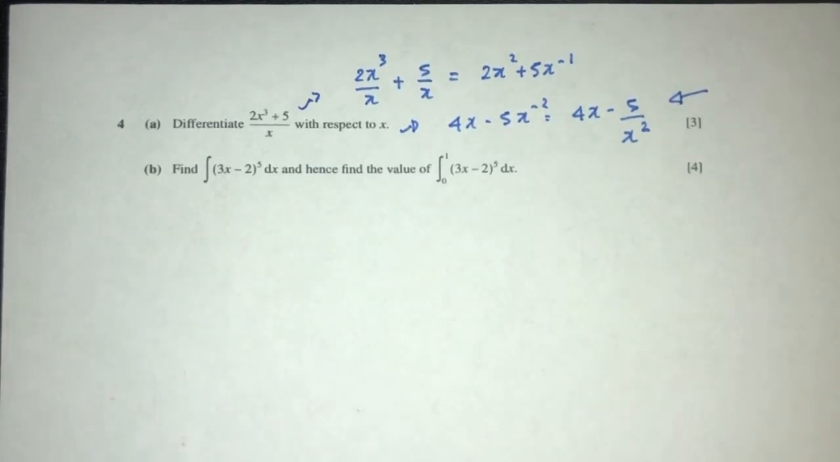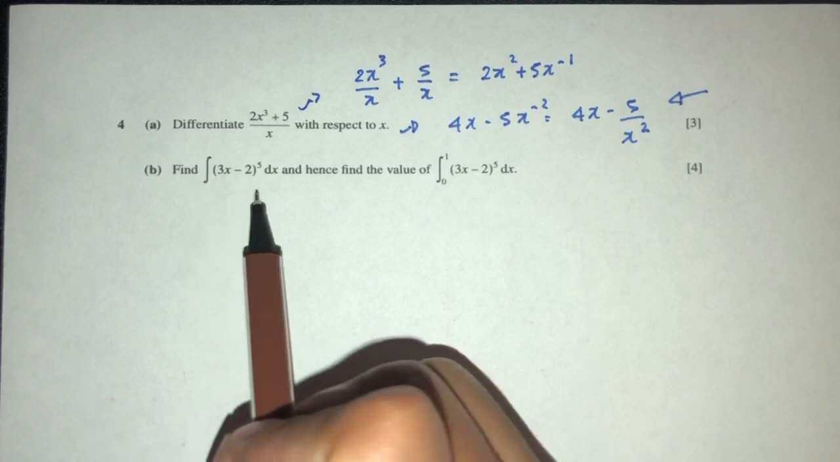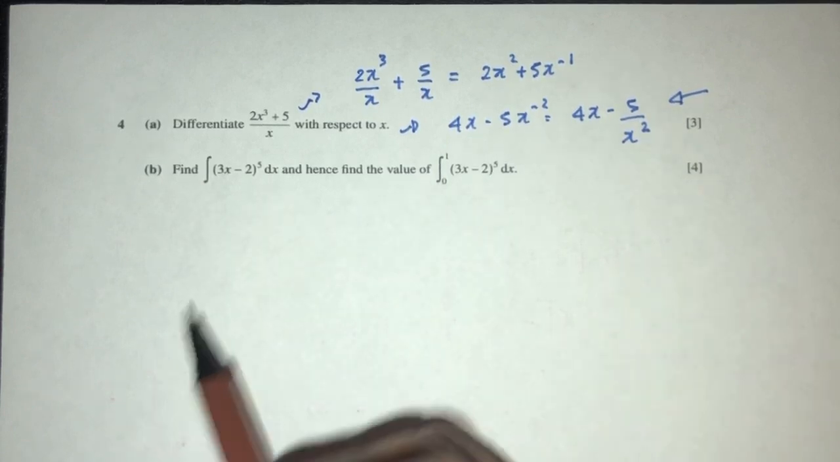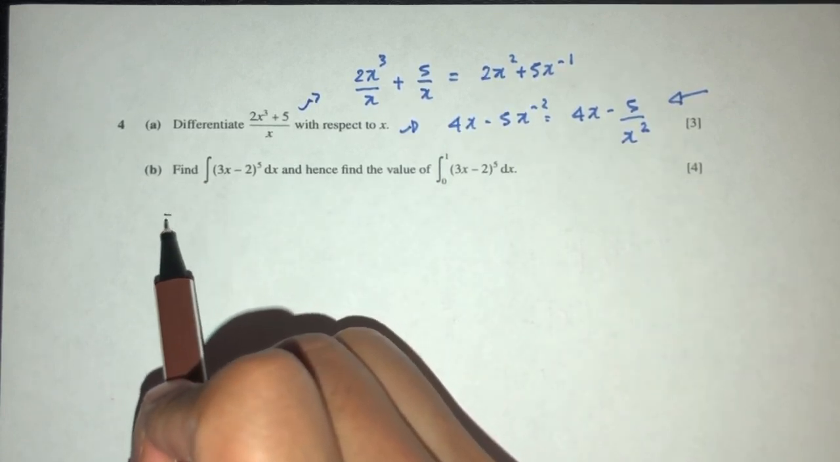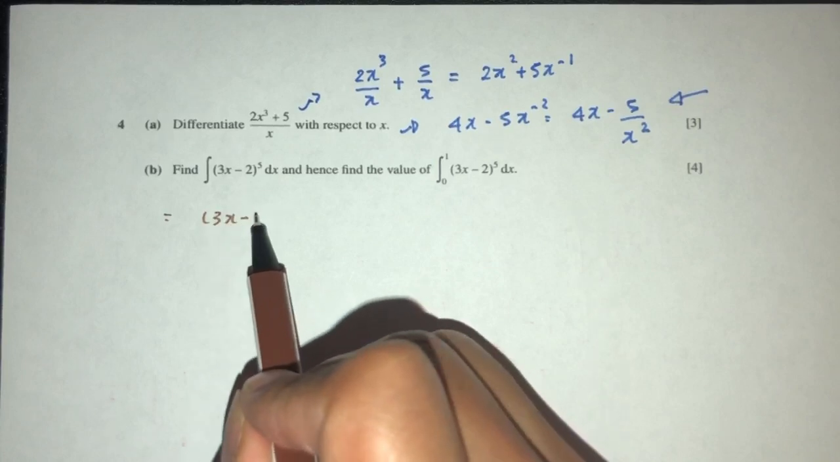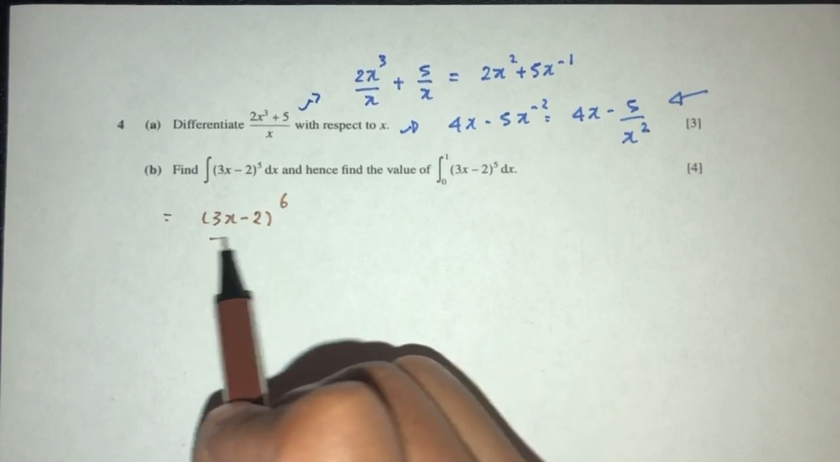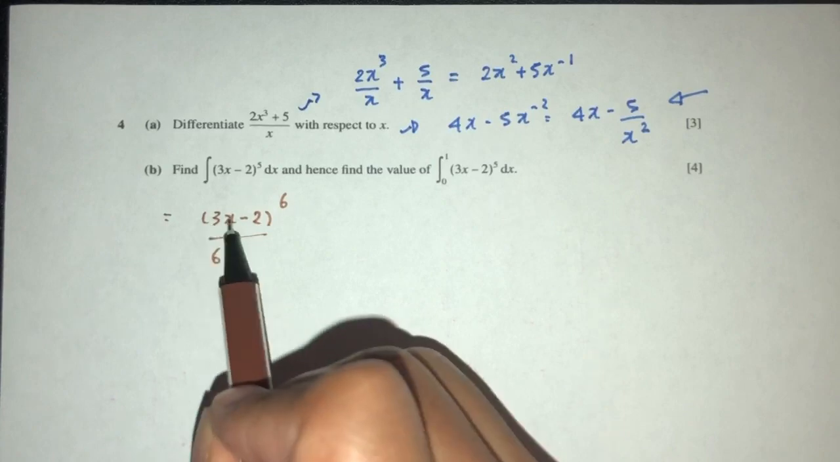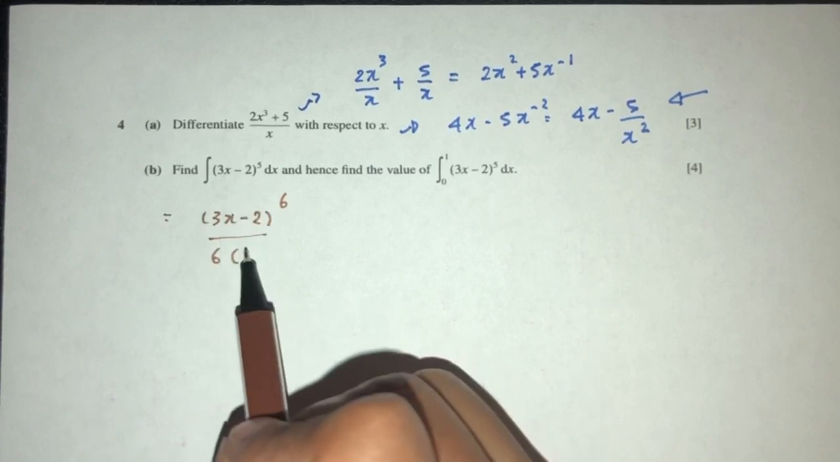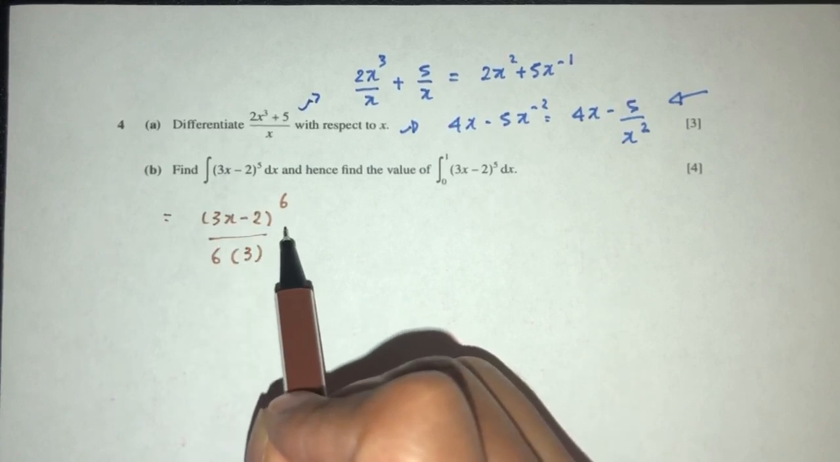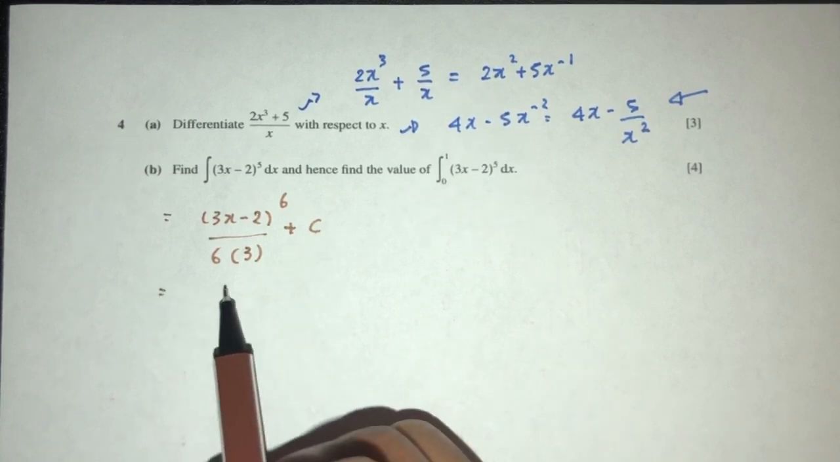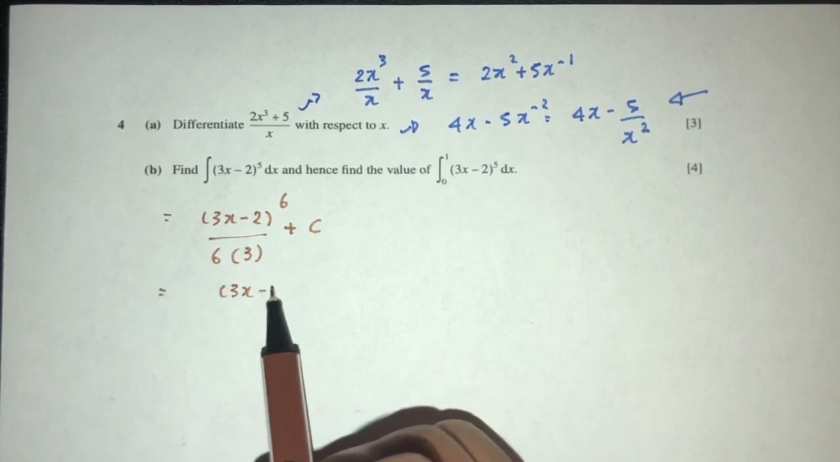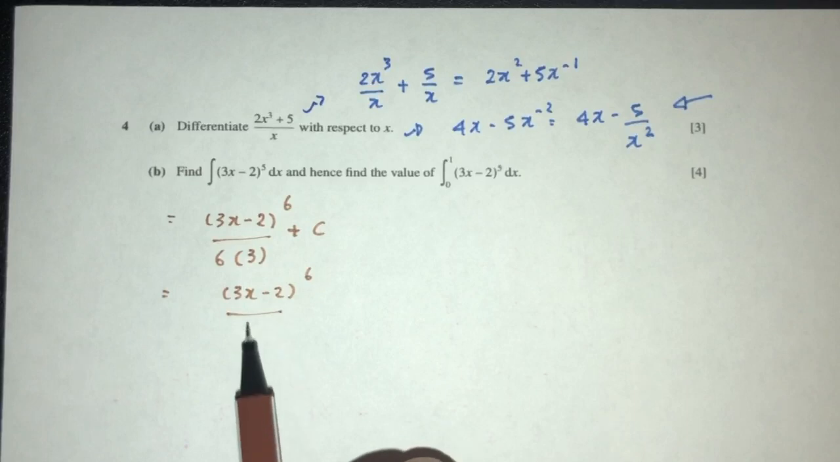Now for part 2, we have to find the integration of this and hence find the value of this. So step by step, integrate this one, pretty easy. We can first increase the power by 1, that should be 6, divide by the power, and divide by d by dx of the value inside, that should be just 3. That will be plus c, obviously. That will give you (3x minus 2) to the power 6 over 18 plus c.